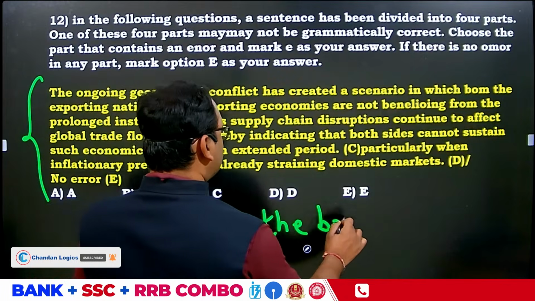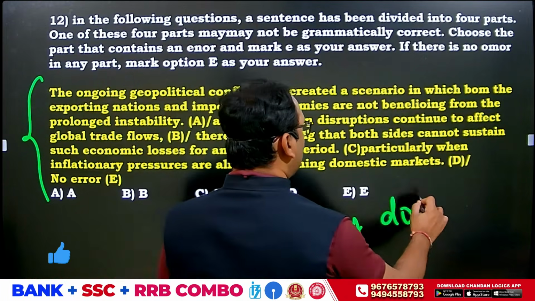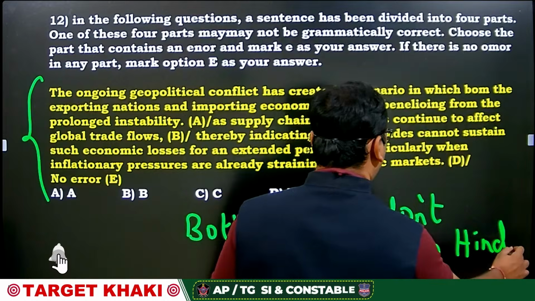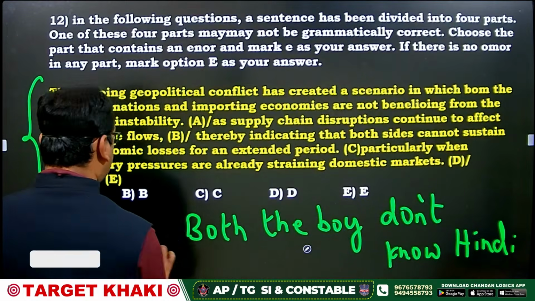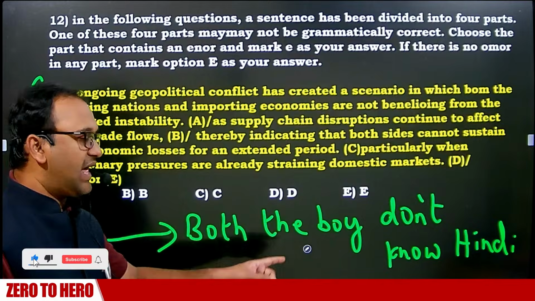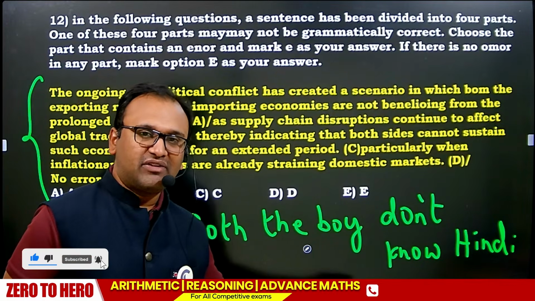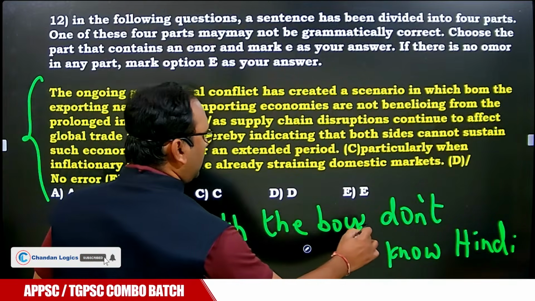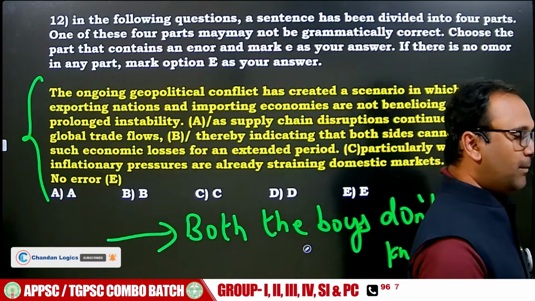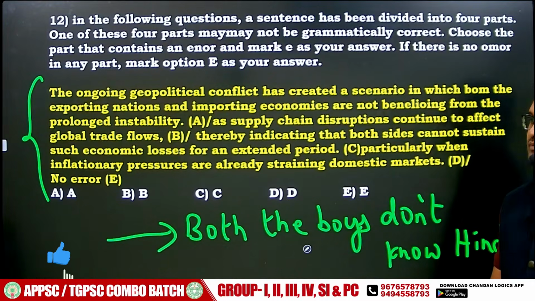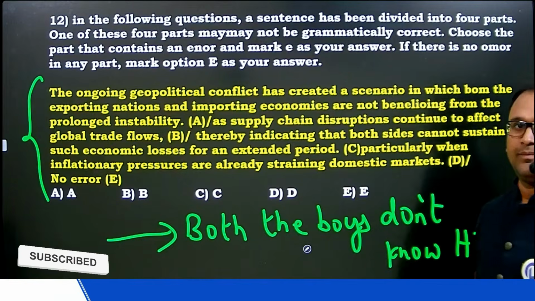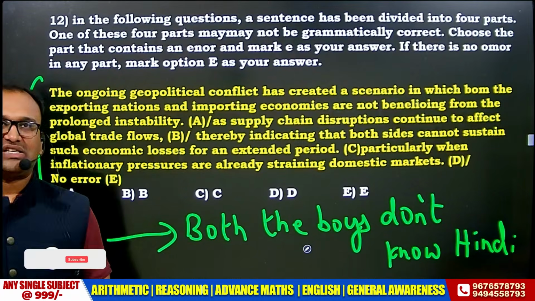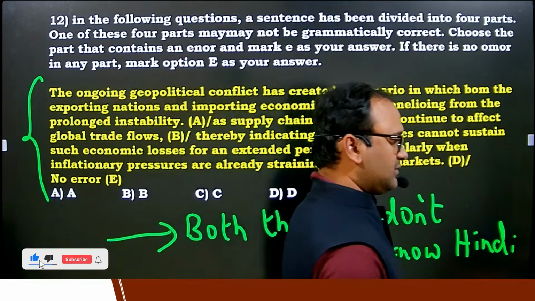Both the boys don't know Hindi. Can you find if there is an error in the sentence? If you can find the error in this small sentence, you also can find the error in that big sentence. Both the boys don't know Hindi. Both the girls don't know Tamil. Both the actors can't act well. Both the singers can't sing well.